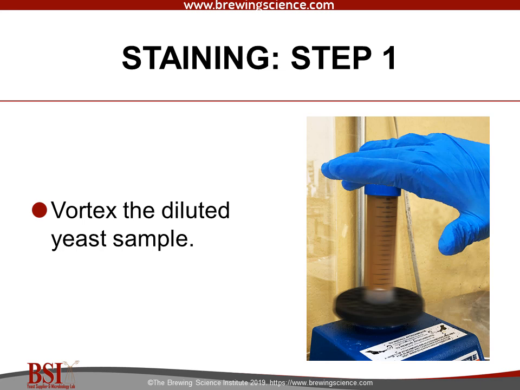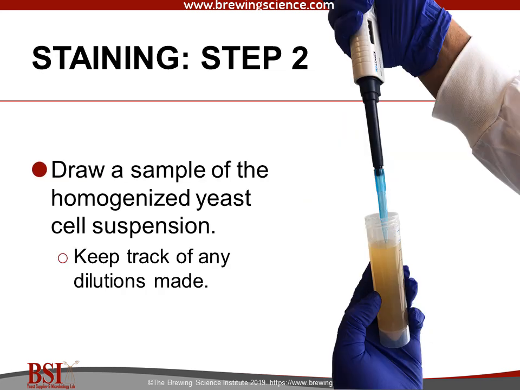Vortex the diluted yeast sample. Draw a sample of the homogenized yeast cell suspension and keep track of any dilutions made for later calculations. For example, when dealing with yeast slurry, dilute 1 milliliter of the slurry in 99 milliliters of water.